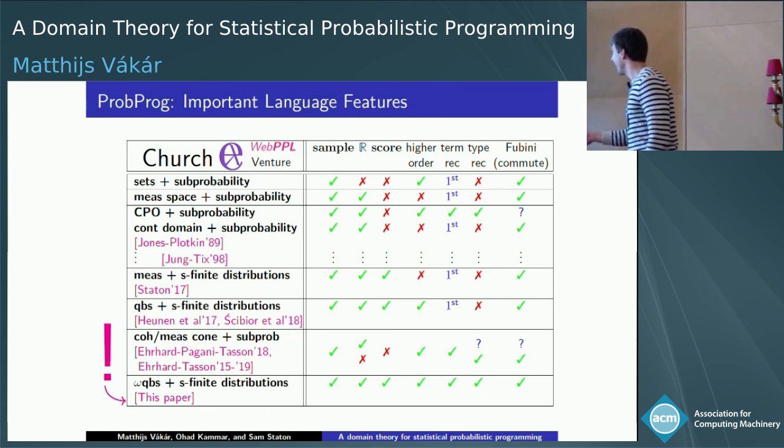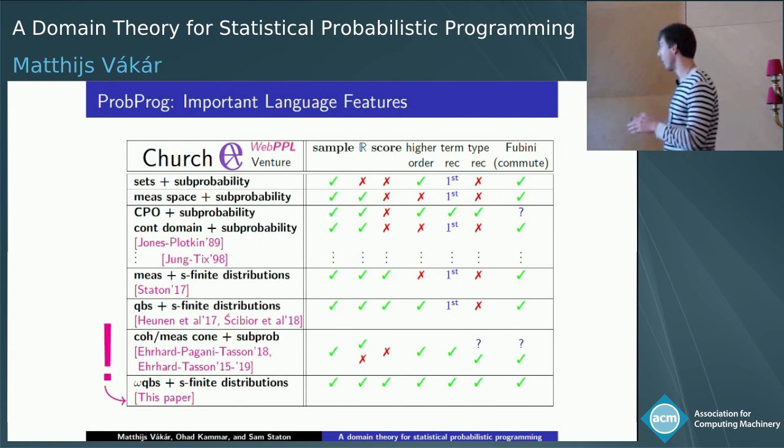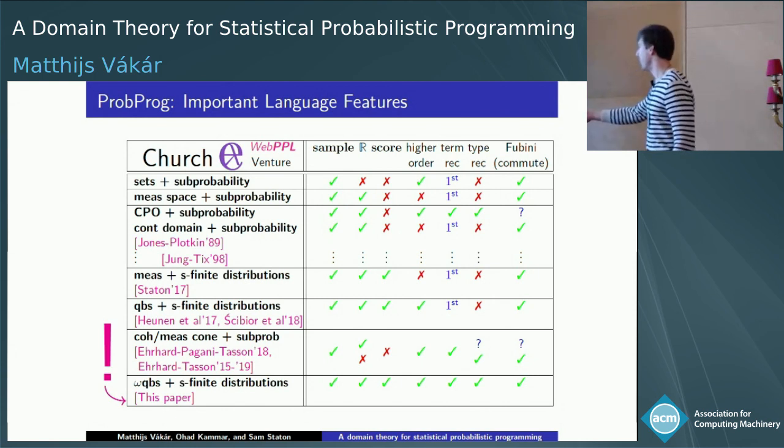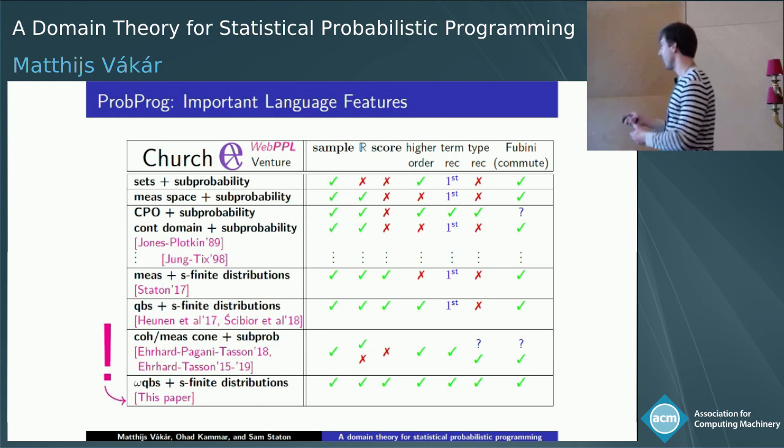Otherwise, I guess S-finite distributions allow you to model scoring. There was recent work on quasi-Borel spaces that allows you to do higher order functions. Then there was some really impressive recent work by Ehrhard, Pagani and Tasson on probabilistic coherent spaces and measurable cones. They gave two different models, one of which can do type recursion, but no continuous data types, and the other one can do continuous data types, but it's, again, not known whether type recursion or Fubini hold.